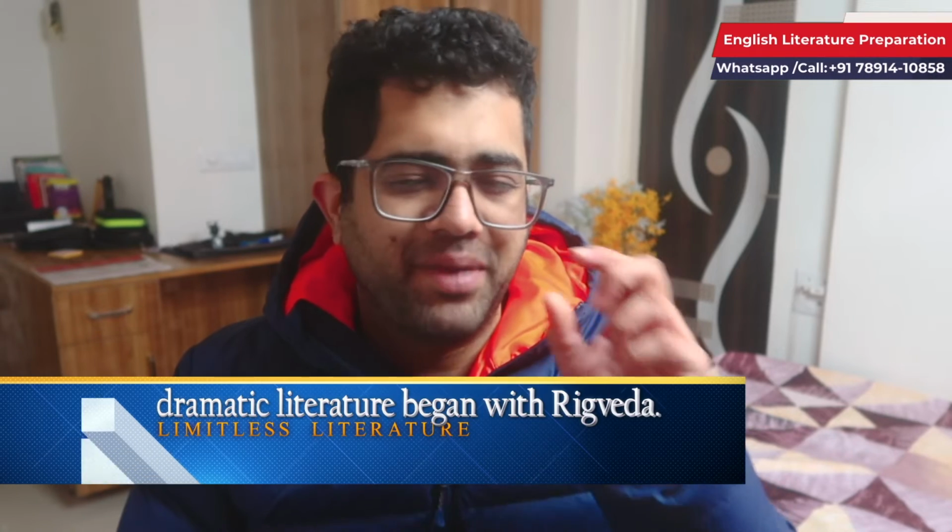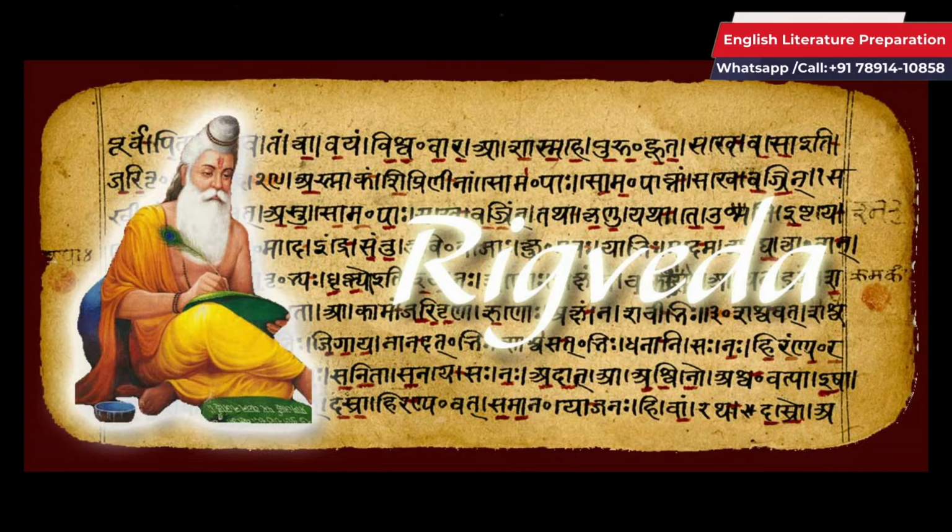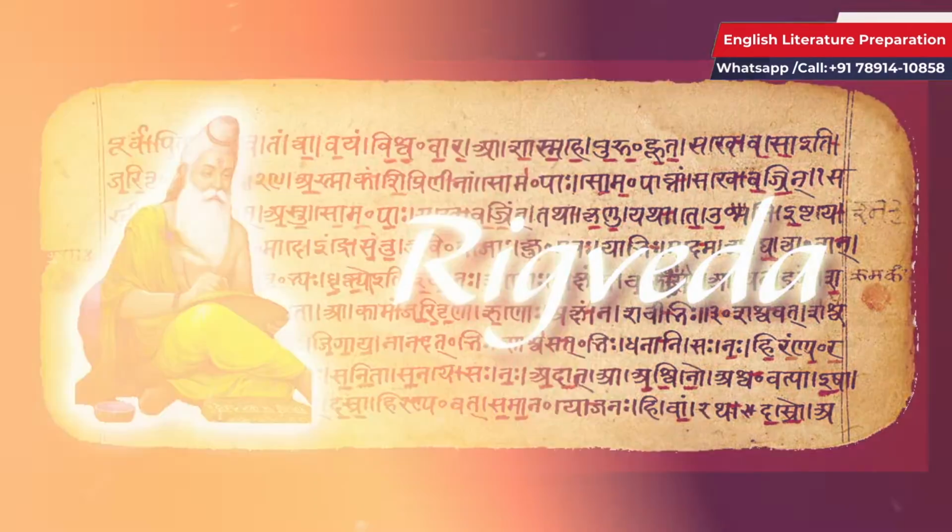The beginning of dramatic literature began with Rig Veda. Yes, Rig Veda has 10 books and it contains a lot of hymns dedicated to various deities, gods. So after Rig Veda came the Natyashastra by Bharatmuni, which is a sort of encyclopedia on Sanskrit dramatology.